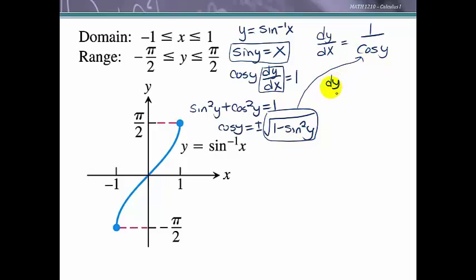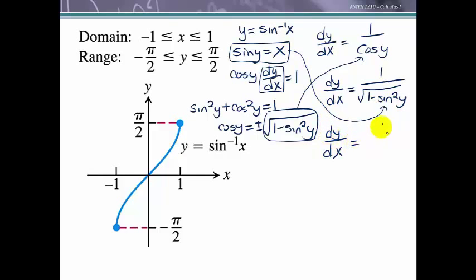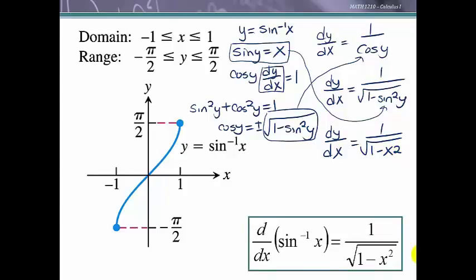So we now have dy/dx equals 1 over the square root of 1 minus sine squared y, but we've got a connection between sine y and x. Sine y equals x, so we finally can replace that sine y with an x, so that will make this 1 over the square root of 1 minus x squared. We now have the derivative of the inverse sine. It will be 1 over the square root of 1 minus x squared, and we can see that some of these traits we saw that needed to be true about the derivative in fact are true.